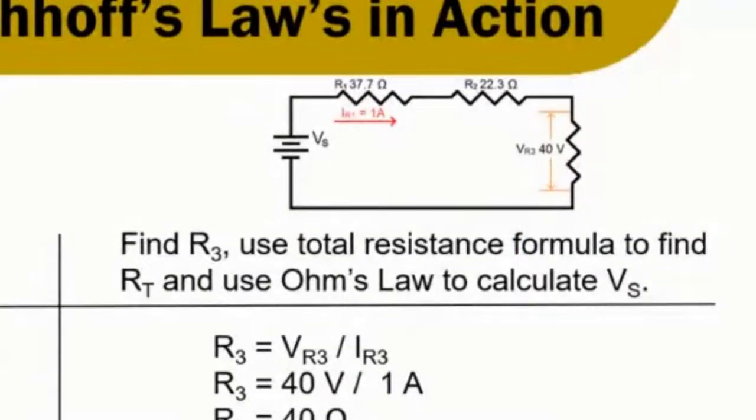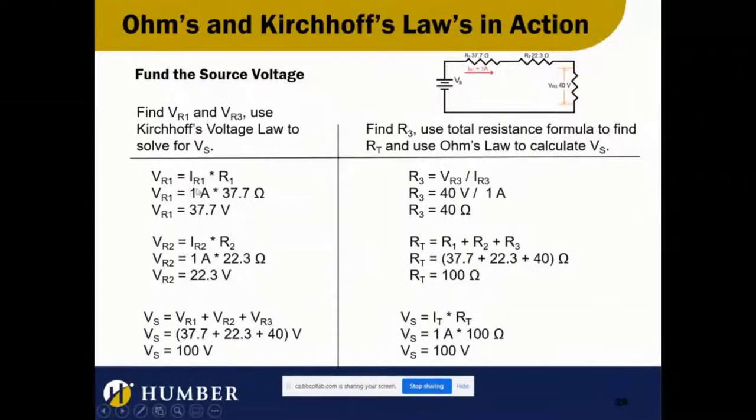Okay, so I'm going to do that. Here, VR1 is I times R1. So I'm writing the formula, filling in the formula, and then I write the answer. So we know the voltage drop across this guy is 37.7 volts. Easy. Now I know the current through here because Kirchhoff's current law for a series circuit tells me that the current is the same through all of the resistors.